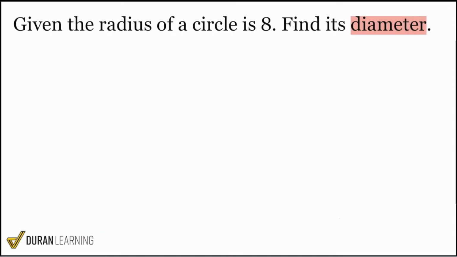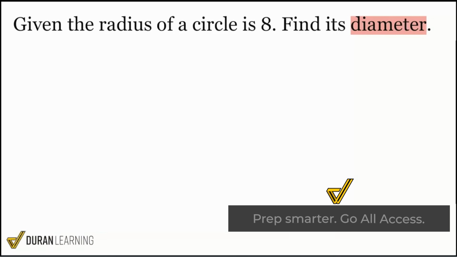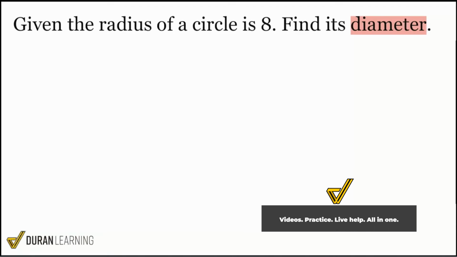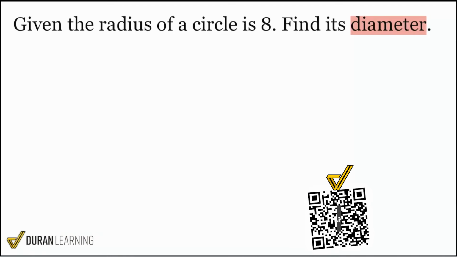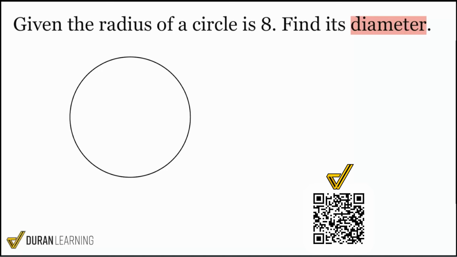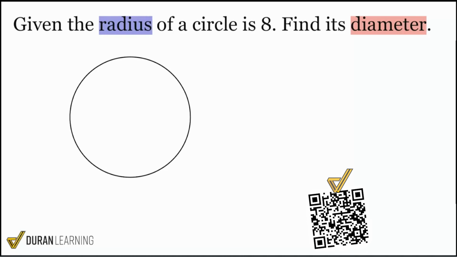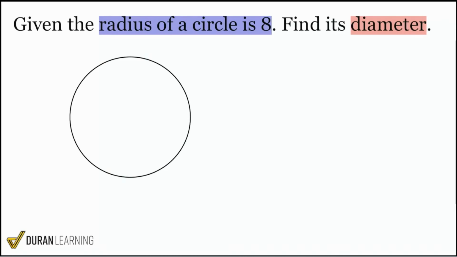Remember, the first thing we want to do in simple or complex word problems, it doesn't matter, is understand the goal. What's the question? Find the diameter. Sounds good. Let's go ahead and draw a little circle here. It says that we're dealing with a circle that has a radius of 8. If I were to draw the radius, remember that's going to be from the center to the edge. And so the radius equals 8.